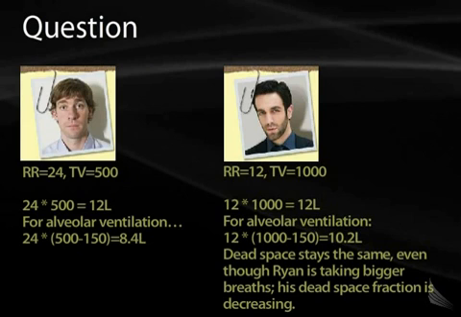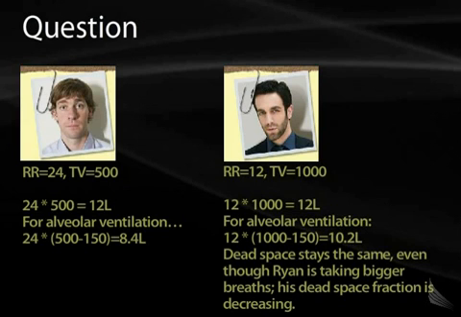So Jim doubles his respiratory rate from 12 to 24, but keeps his tidal volume the same at 500. His total ventilation is going to be 24 times 500, or 12 liters, but his alveolar ventilation is going to be 24 times 500 minus 150, or 8.4 liters. Ryan, on the other hand, doubles his tidal volume, keeps his respiratory rate the same.